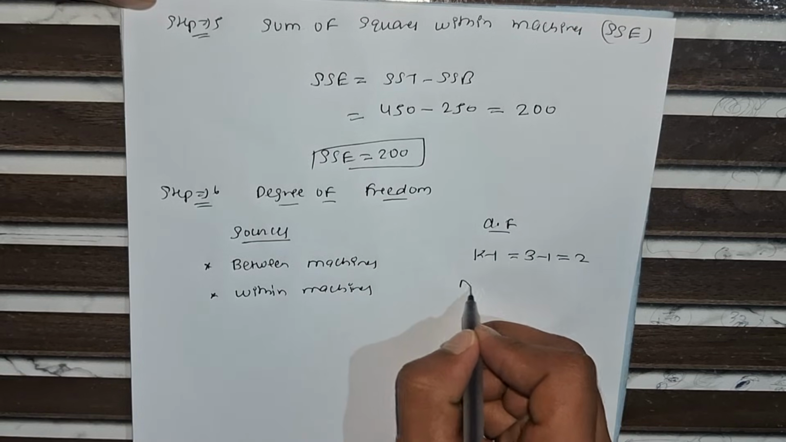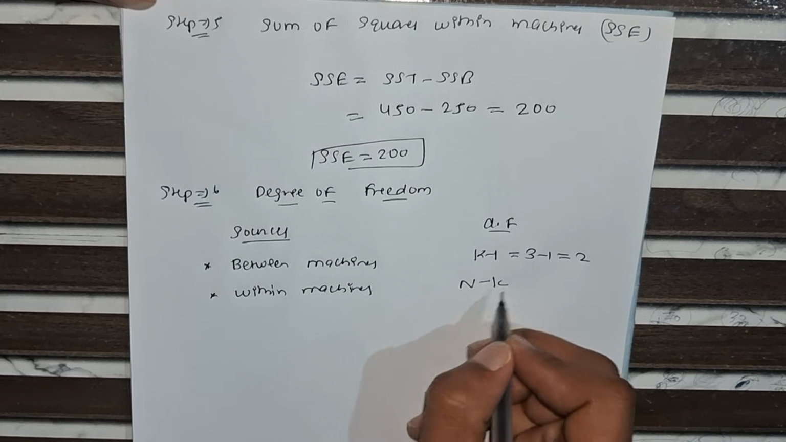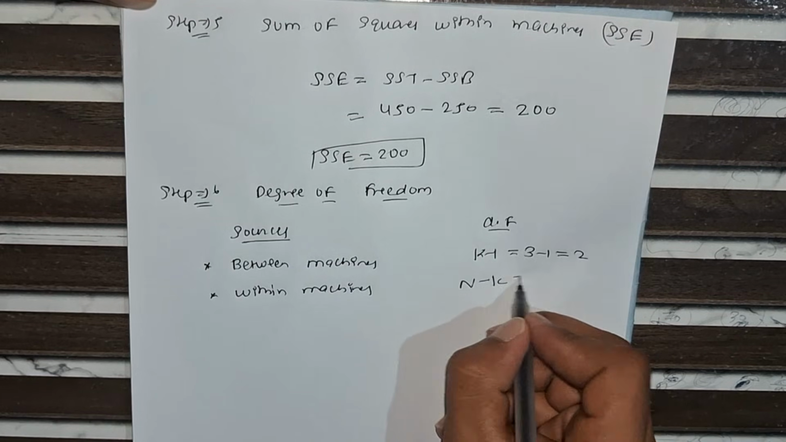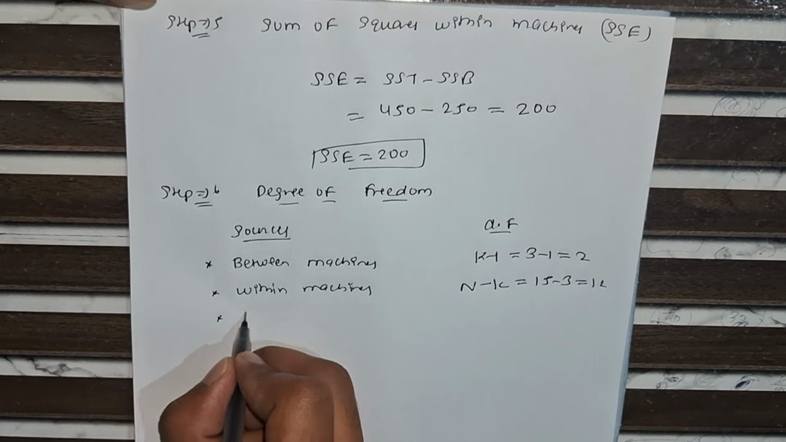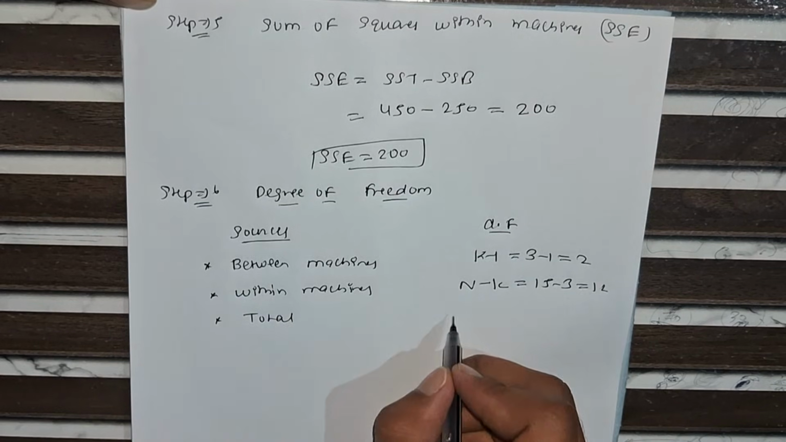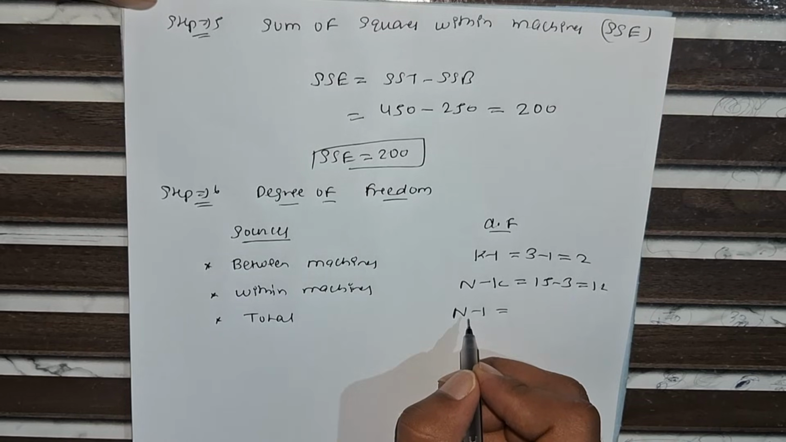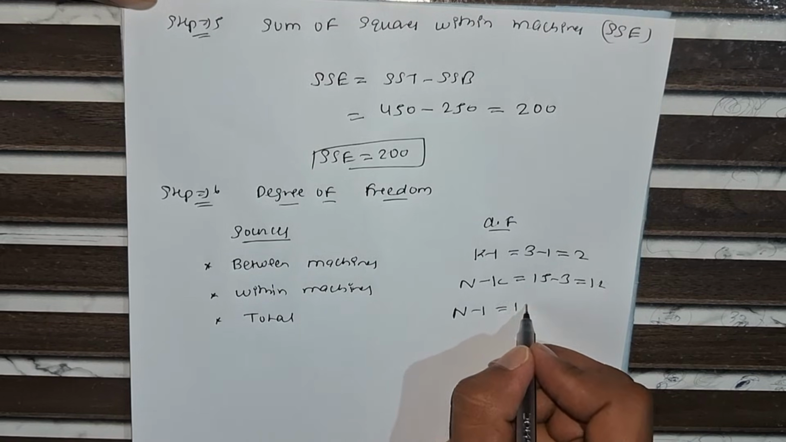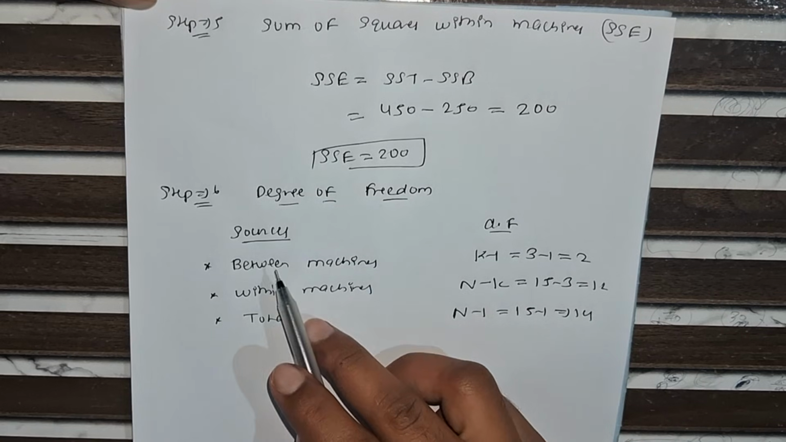And within machine, which is nothing but n minus k. N is nothing but total number of observations which is given in this question, and k value is 3. So 15 minus 3 equals 12. And now another one is total. Total is nothing but n minus 1, where n is total number of observations, and minus 1. So 15 minus 1 equals 14. So these are the degrees of freedom for particular sources.